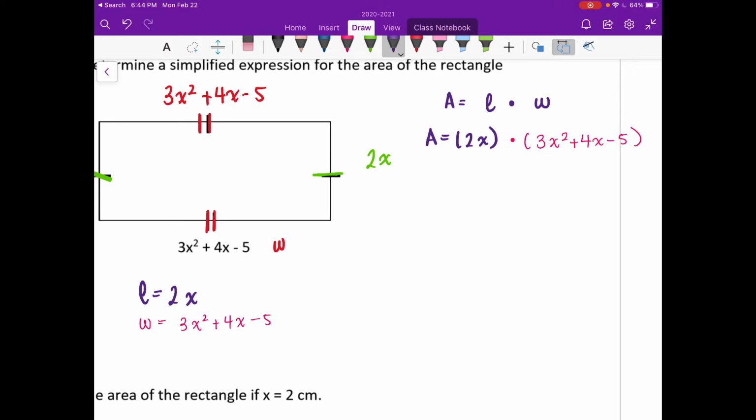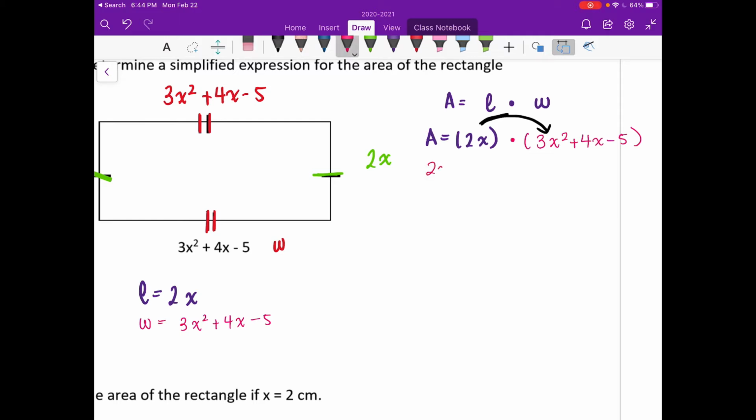Now I can just use the distributive property and expand and simplify this. So let's do that. I'm going to do 2x times 3x squared, right? 2x times 3x squared is going to be 2 times 3 first, which is 6. x times x squared is going to be x to the power of 1 plus 2, which is x to the power of 3, right? Let's move on. And I will actually write this out so you know where I got it from.